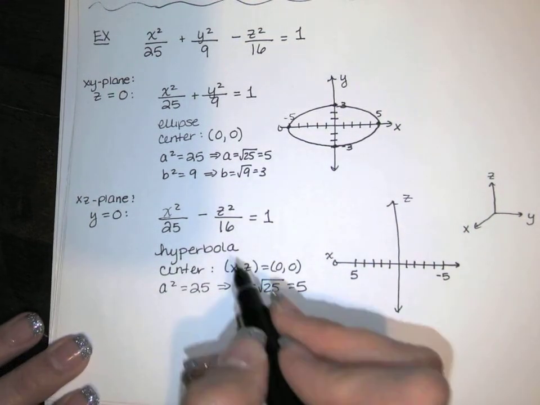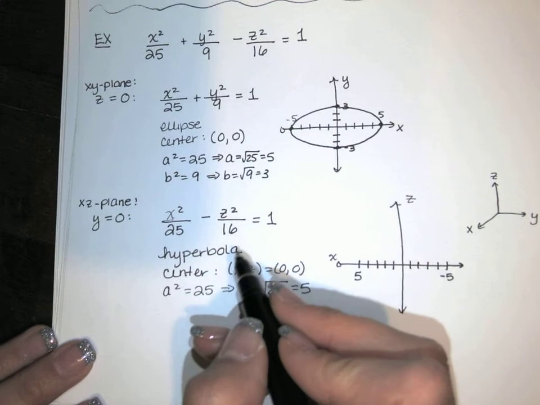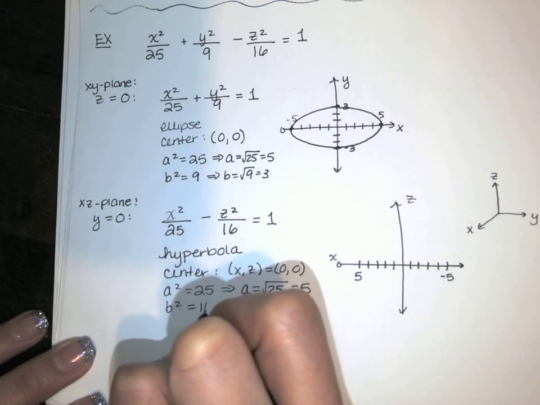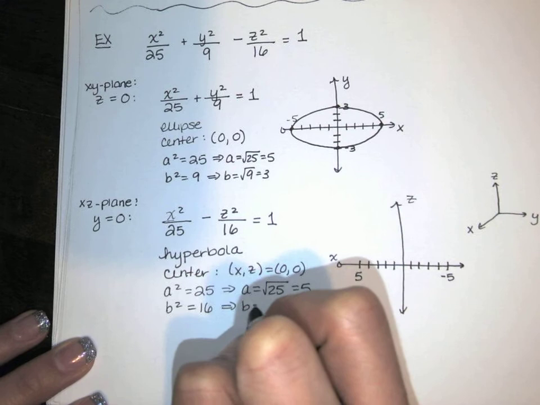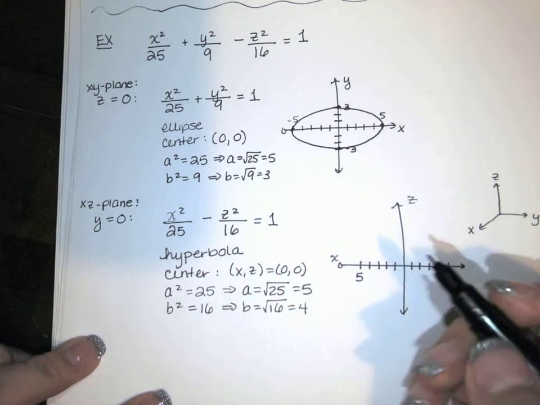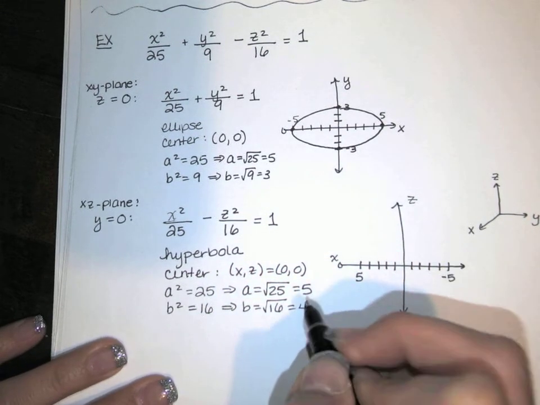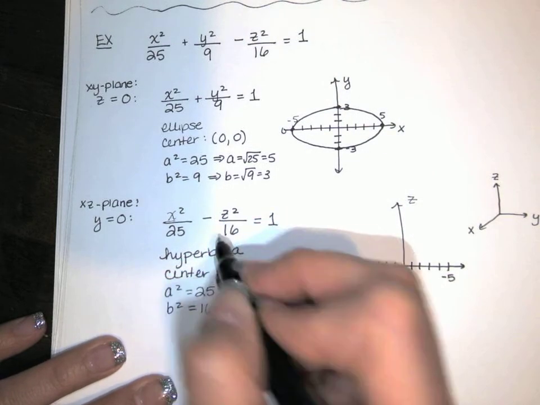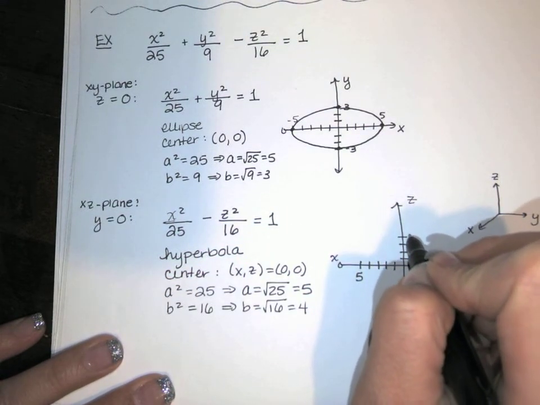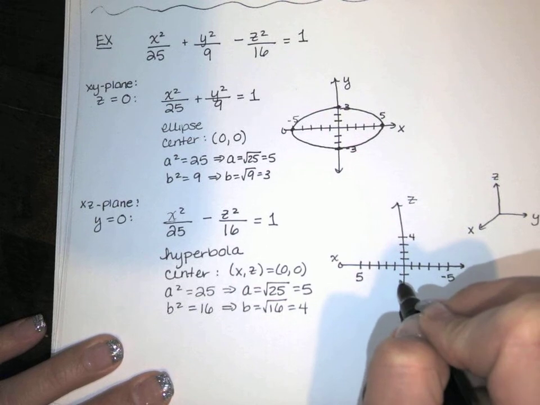And then we're going to do the same thing with our z. We've got this 16 under the z. We're going to call that b squared. Take the square root. Square root of 16 is 4. So we're going to go plus and minus 4 units in the z direction, since it's under the z squared. So we go up 4 and down 4.